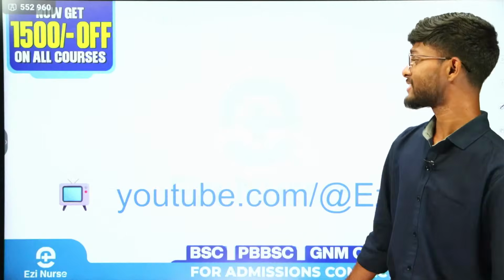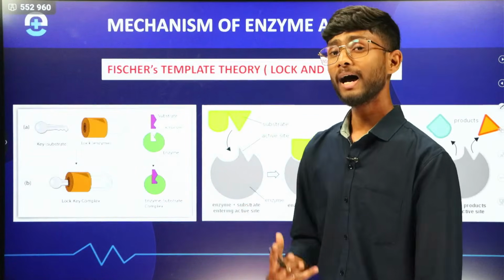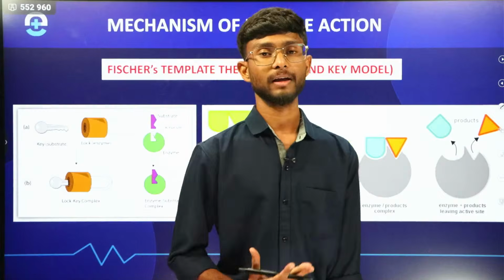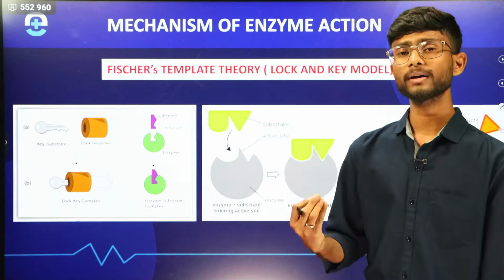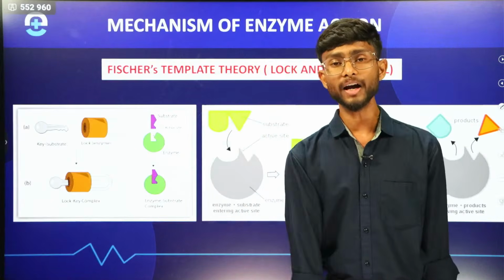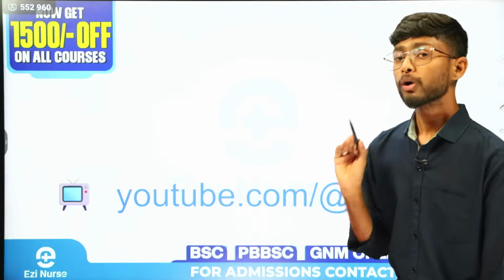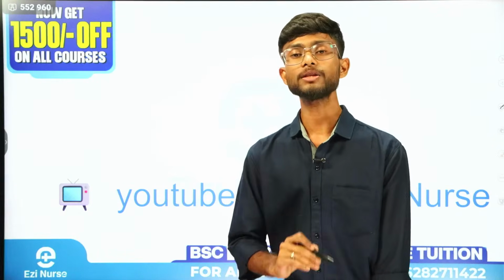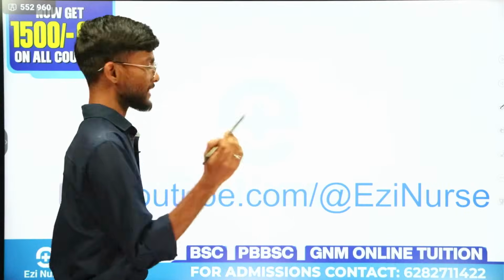Next, let us discuss the mechanism, how the enzyme activity is measured and how it works, okay? There are two theories. One is the lock and key model and another one is Koshland's theory. First, we'll see the structure of an enzyme.